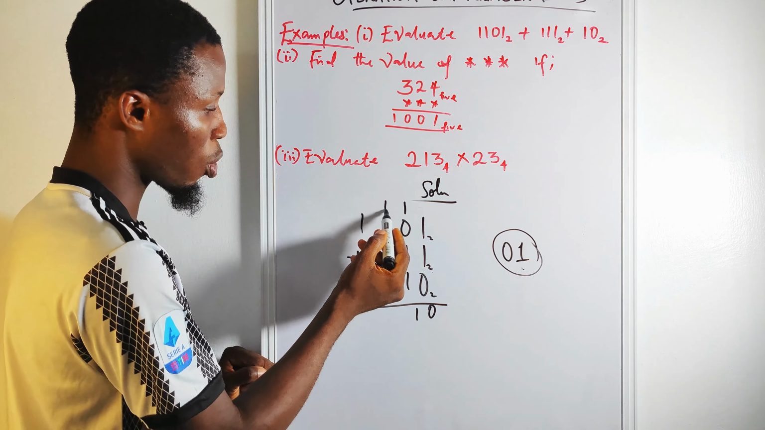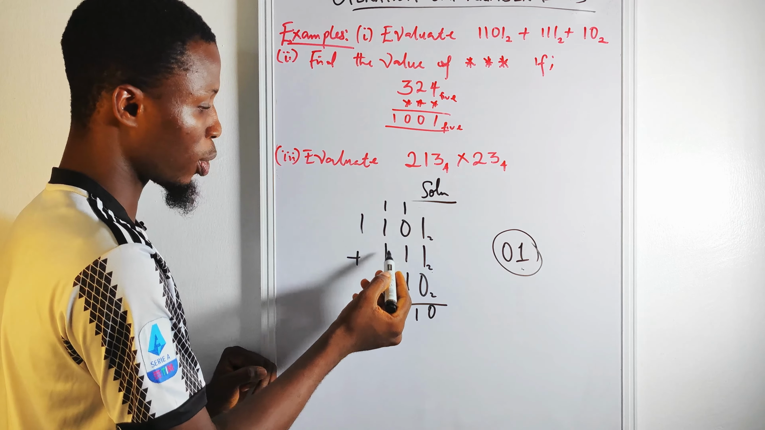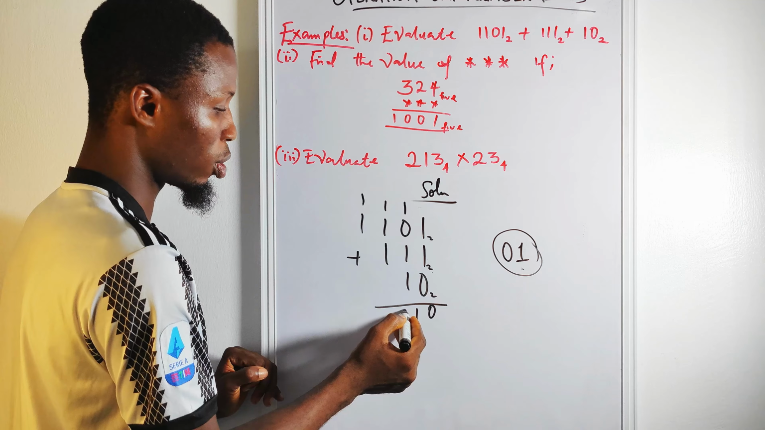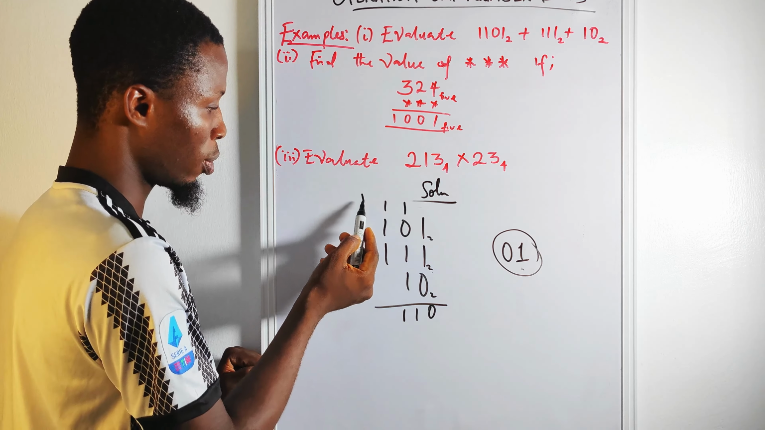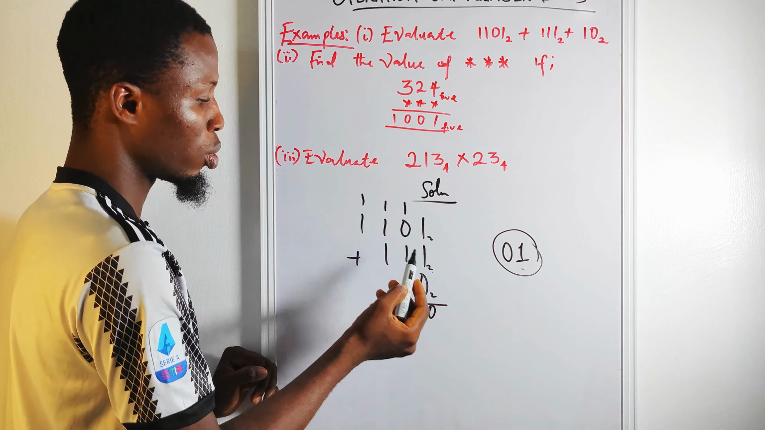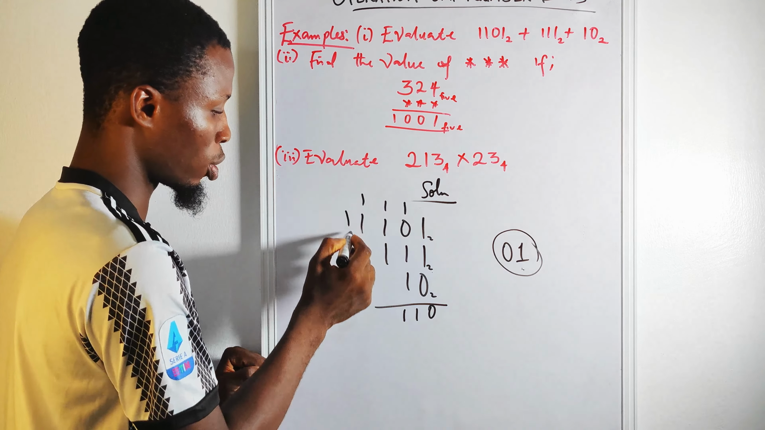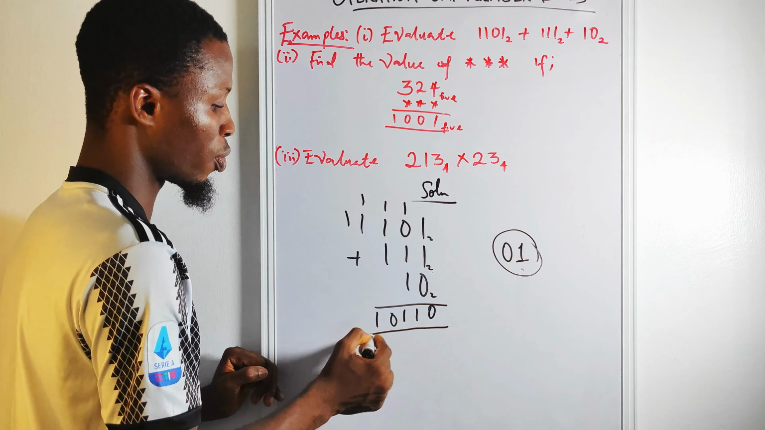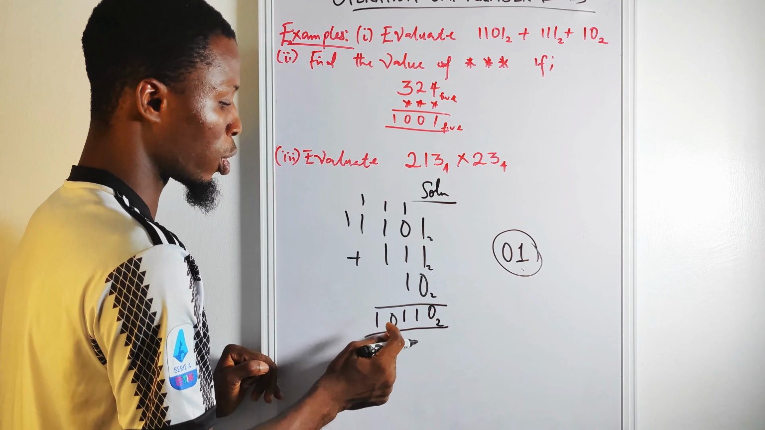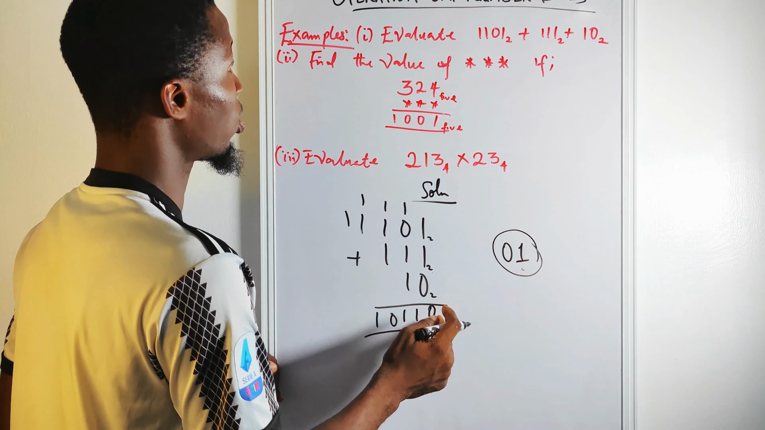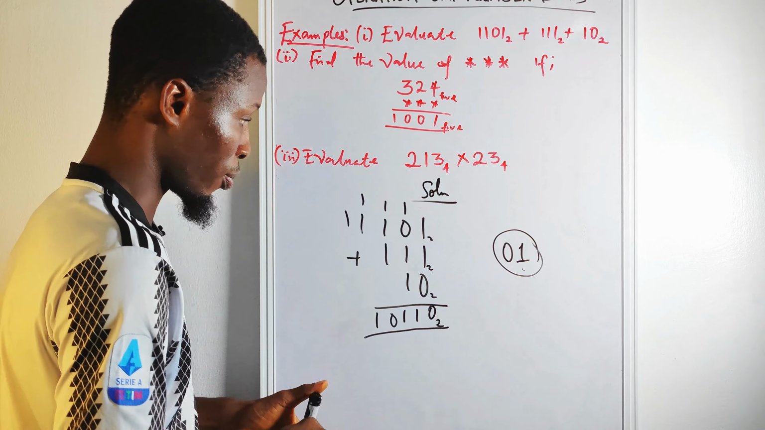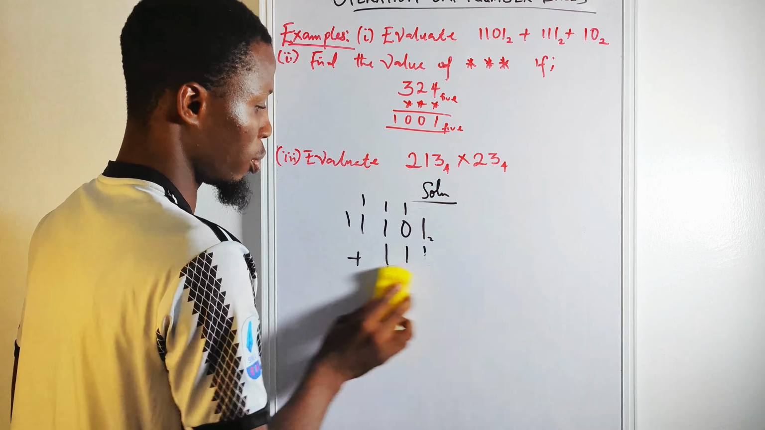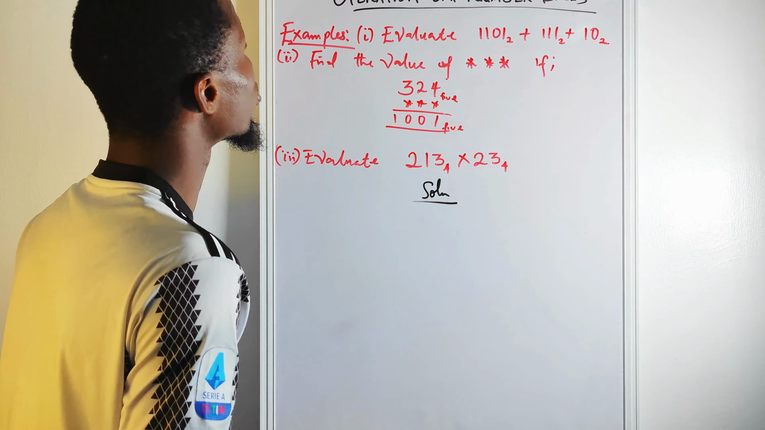We continue. 1 plus 1, 2 plus 1, 3. Divided by 2 is 1, remainder 1. Then 1 plus 1 is 2. Divided by 2 is 1, remainder 0. 1 plus 0 is 1. So here is our answer: 10110 base 2. So that is that for question number 1. So let's go to question number 2.